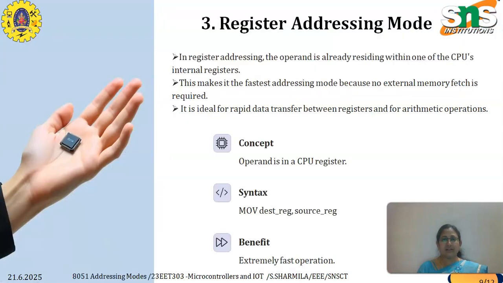Next is the register addressing mode. In register addressing, the operand is already residing within one of the CPU's internal registers. This makes it the fastest addressing and fastest data movement compared to external memory. It is ideal for rapid data transfer between registers and for arithmetic operations. The concept is that the operand is in the CPU register. The syntax used is MOV destination register, source register. It gives the fastest operation.